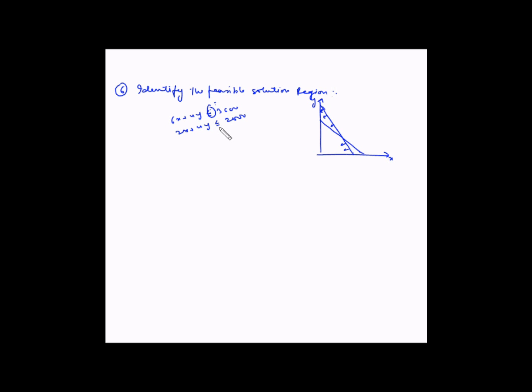Similarly, for the second constraint also, the points on the line represent 2x plus 4y is equal to 2000, and the points on the line and below the line would represent 2x plus 4y is less than or equal to 2000. So the area which is common to both these constraints would be the feasible solution region for the entire solution. So in this case, this area here represents the feasible solution region.